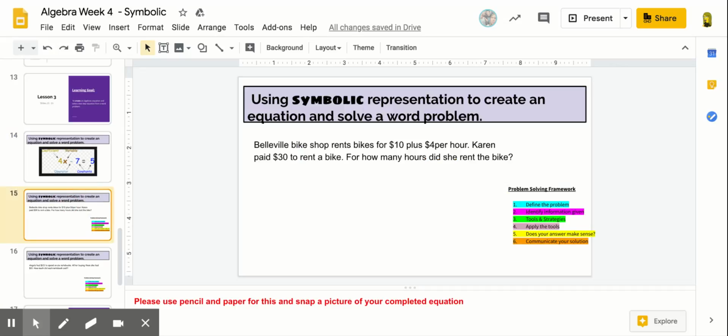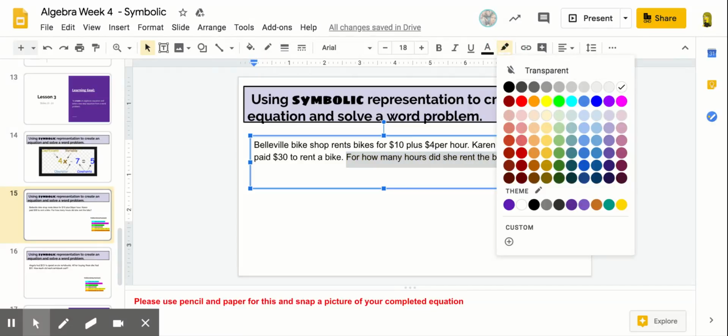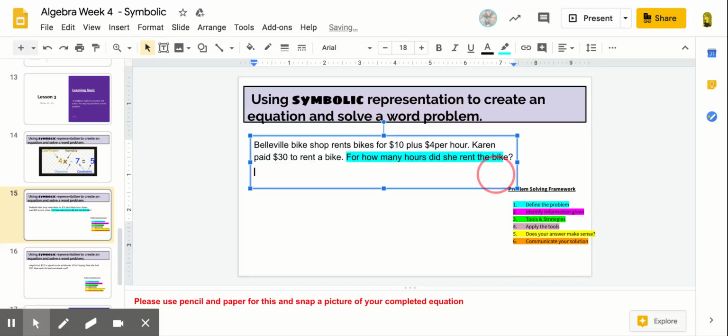First step in problem solving is to define the problem. Let's read the problem first. Belleville Bike Shop rents bikes for $10 plus $4 per hour. Karen paid $30 to rent a bike. How many hours did she rent the bike for? So first step, what's the problem? We need to know how many hours she rented the bike. I'm going to highlight that in blue.